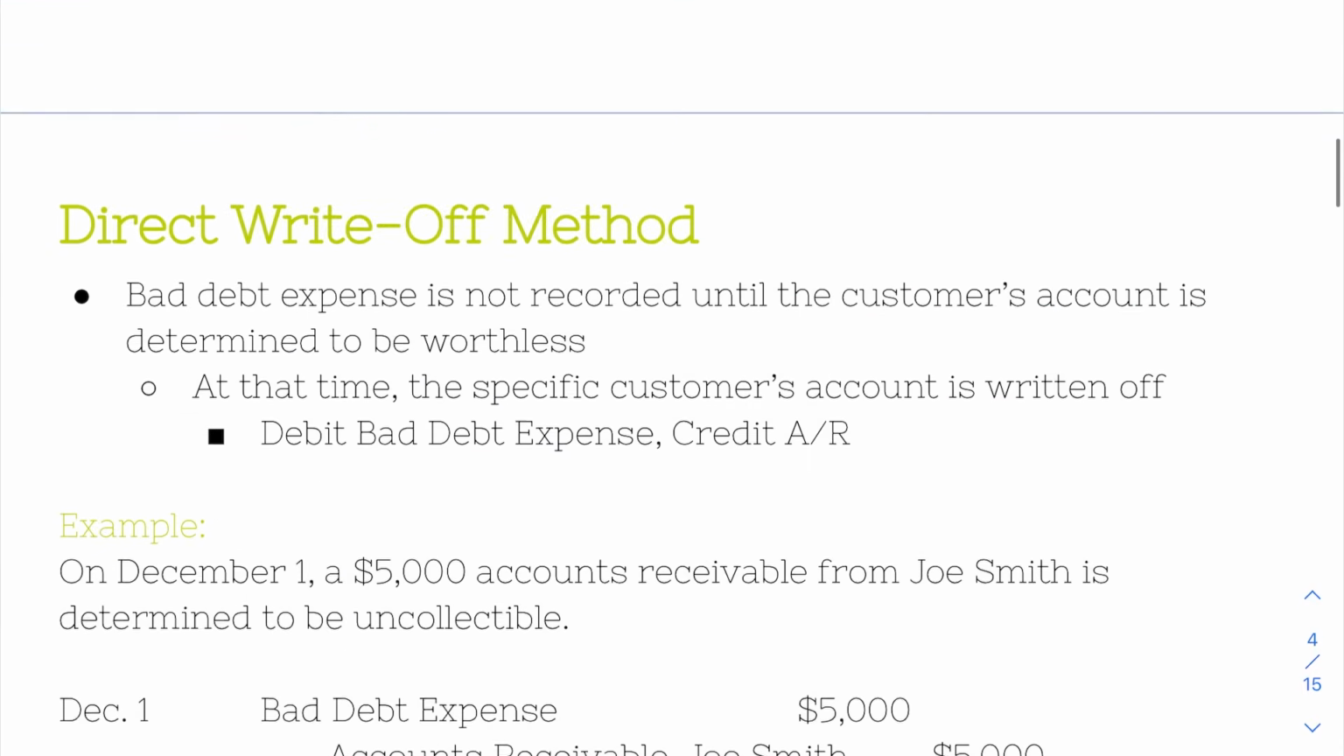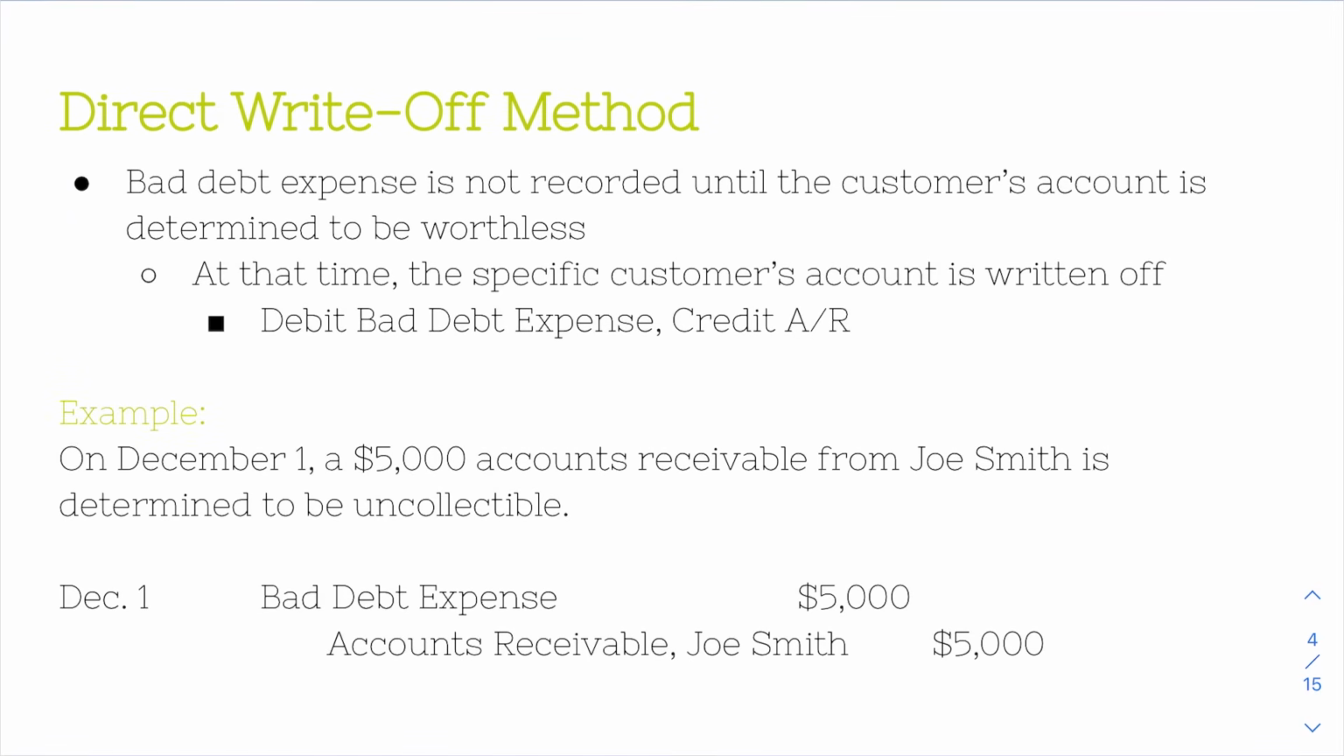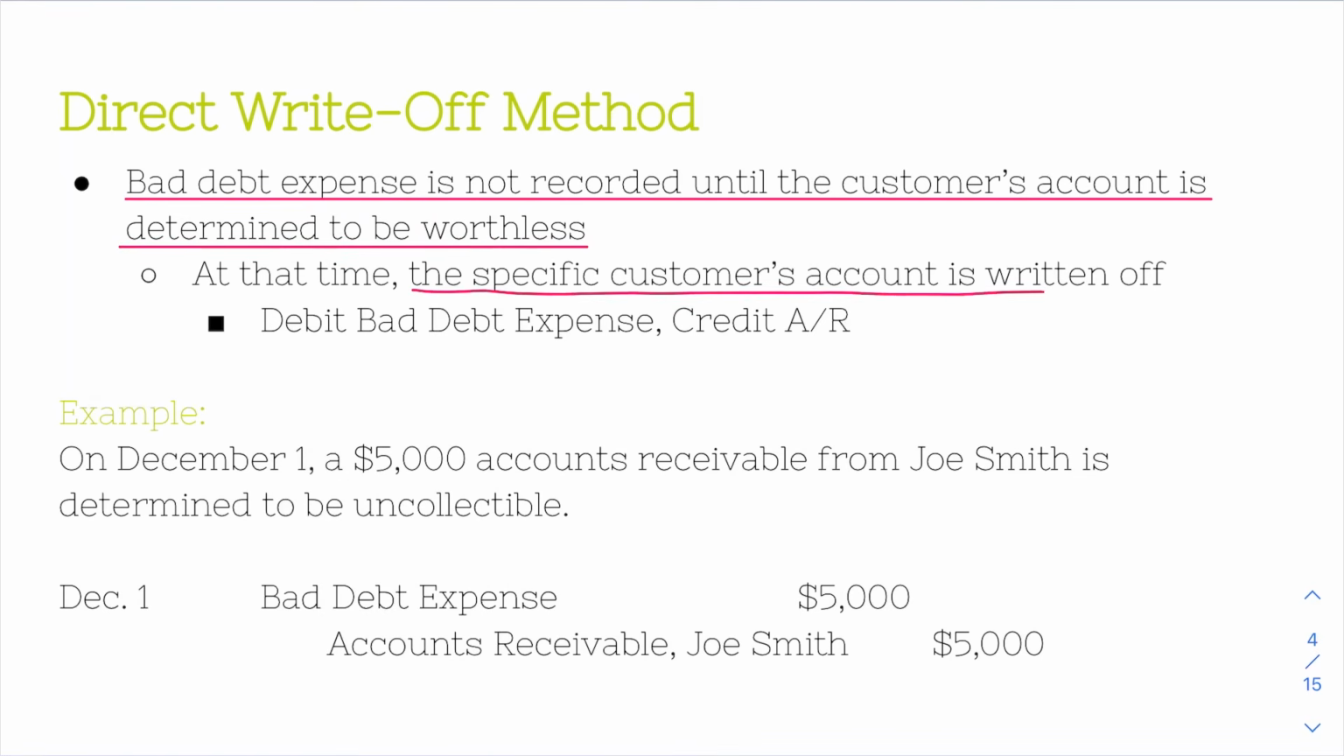Okay, so we're going to focus on the direct write-off method first. So with the direct write-off method, bad debt expense is not recorded until the customer's account is determined to be worthless. At that time, the specific customer's account will be written off. So as soon as you can identify that it is worthless, then you'll write it off.